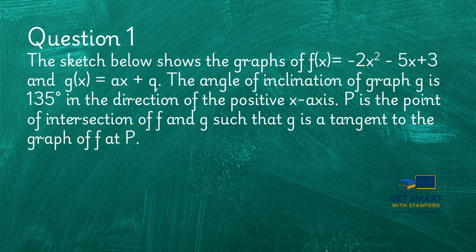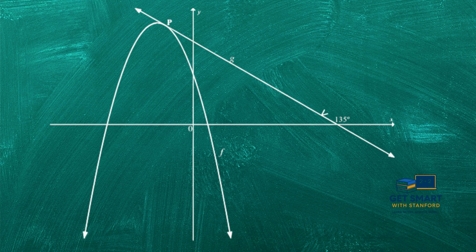Now, let's get down to it. Functions and graphs. Look at the statement of the first question. The sketch below shows the graph of f(x) = -2x² - 5x + 3, and the graph of g(x) = ax + q. The angle of inclination of the graph of g is 135 degrees in the direction of the positive x-axis. P is the point of intersection of f and g, such that g is a tangent to the graph of f at point P.